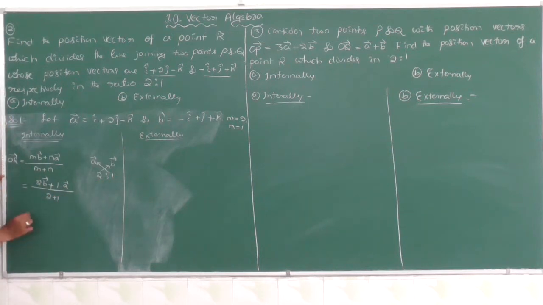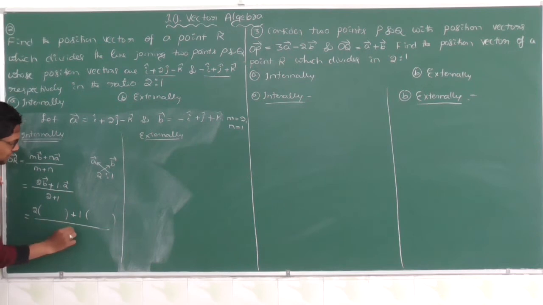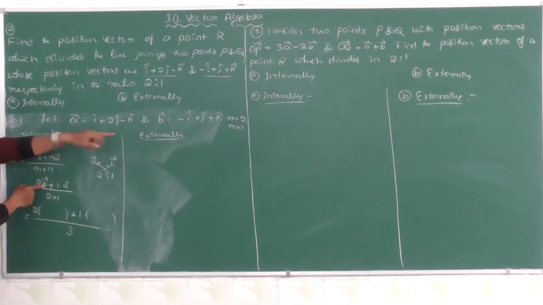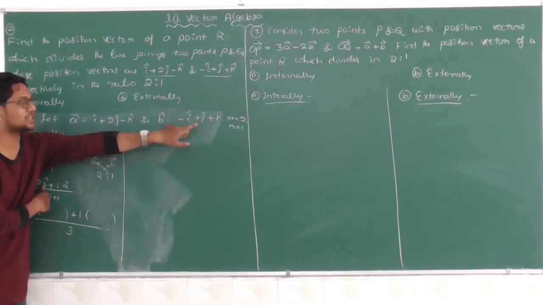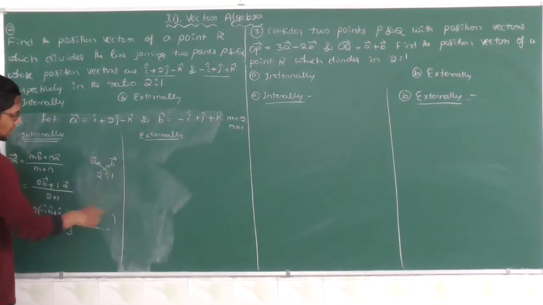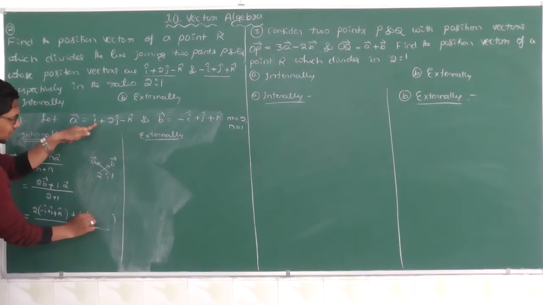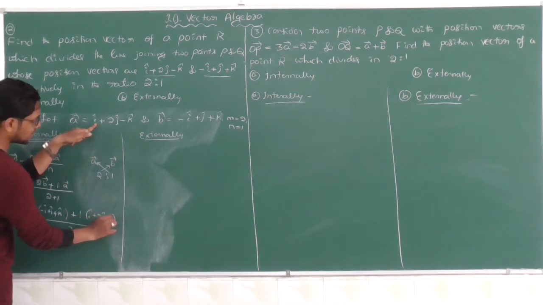2 plus 1 is 3. 2 into B vector, B is given as minus i cap plus j cap plus k cap, plus 1 into A vector. Next, A vector is i cap plus 2j cap minus k cap.